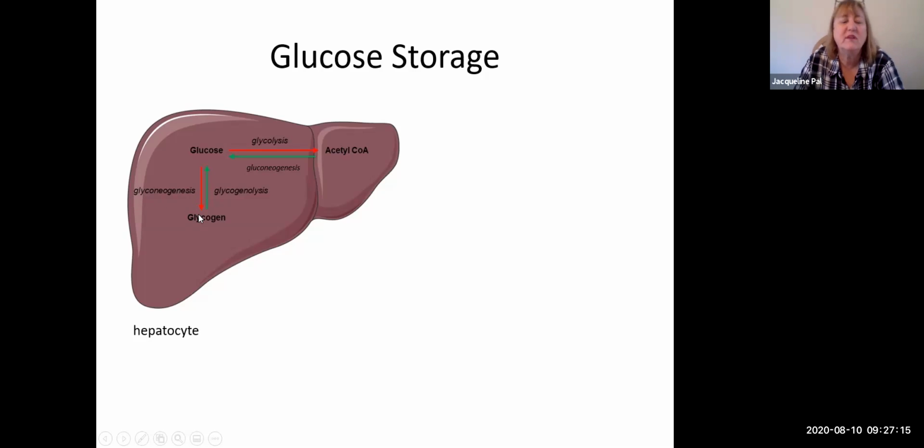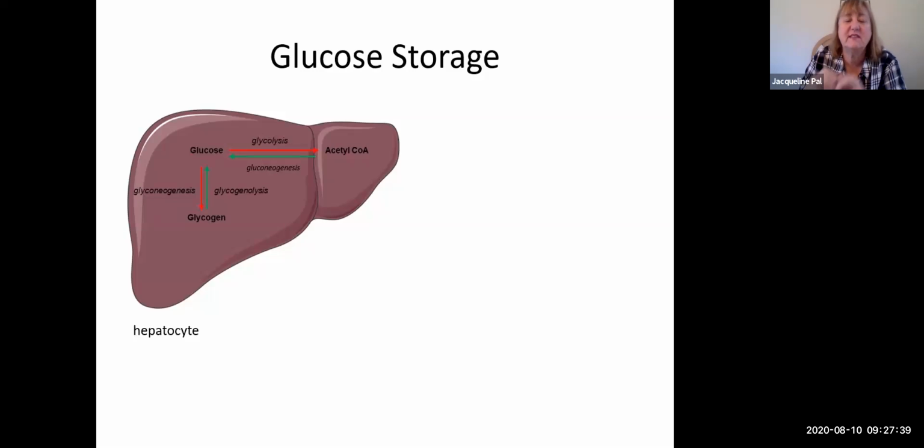And our livers normally store about 48 hours worth of glycogen. So if we're not eating, this can be broken down back into glucose. And that process is called glycogenolysis, lysis, where we're taking the glycogen and cutting off the glucose molecules.